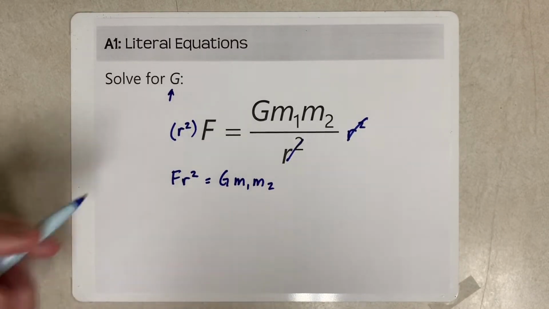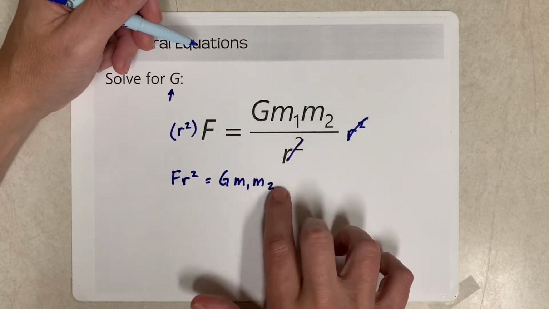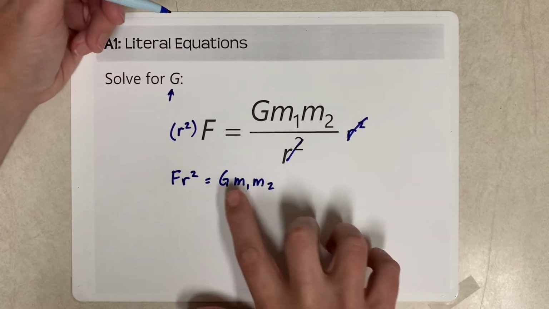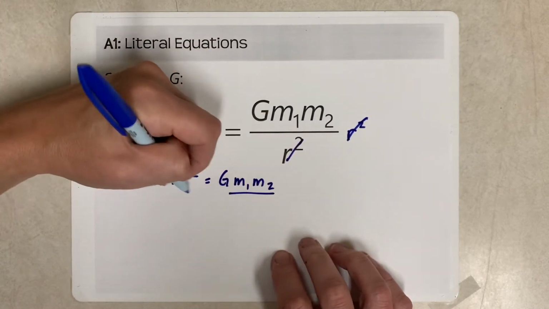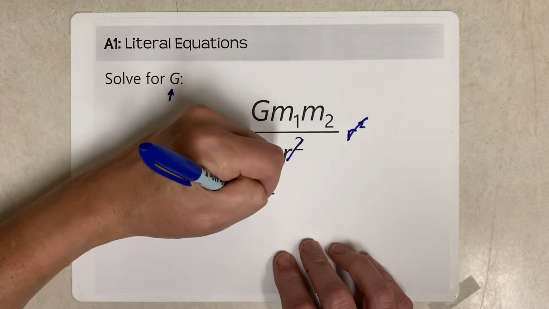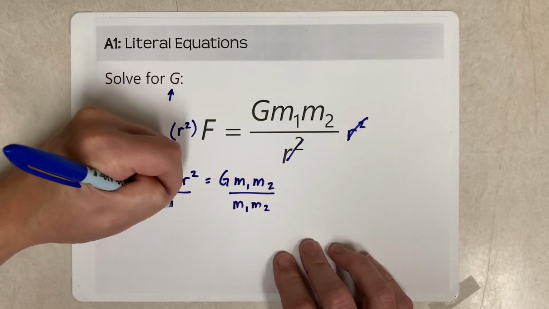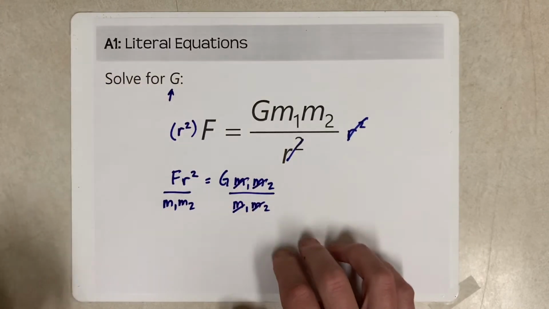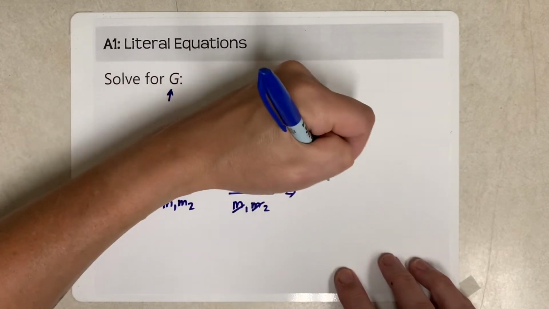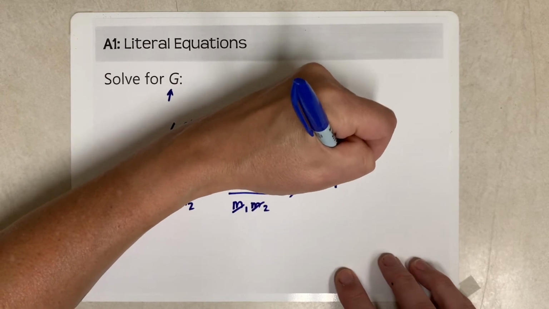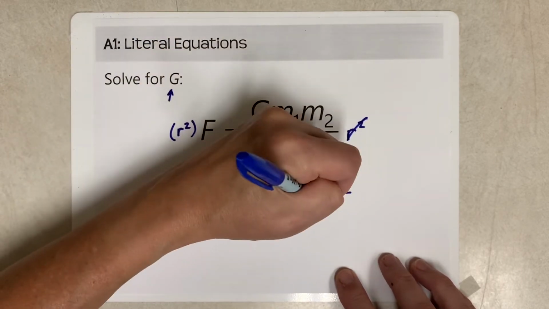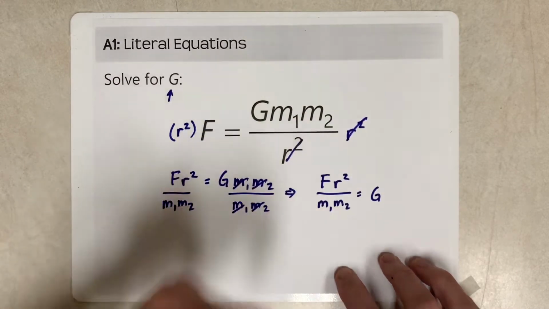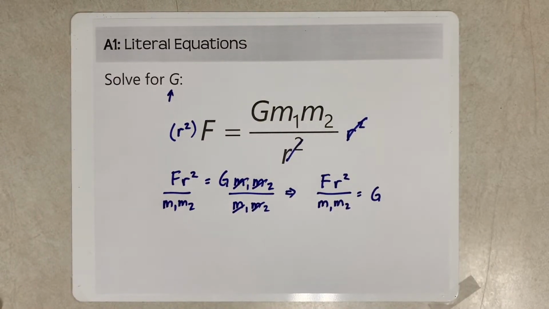Not that you need to know that, but these little subscripts, that's just what the masses are called, the mass of object 1 and the mass of object 2. So we need to get g by itself. So we need to get rid of that m1, m2, m sub 1, m sub 2, like that. And so once we divide by those 2 guys, they cancel out. And our final answer is going to be force times the radius, the distance between the objects, divided by the 2 masses, is equal to g, which is our gravitational constant.